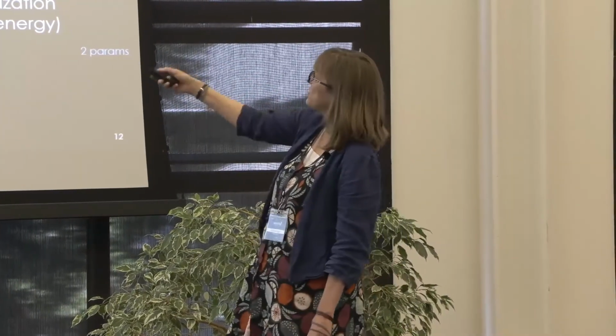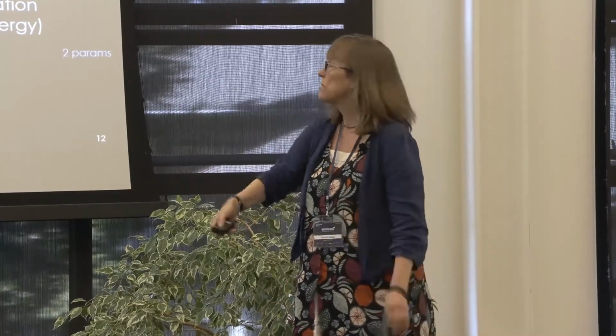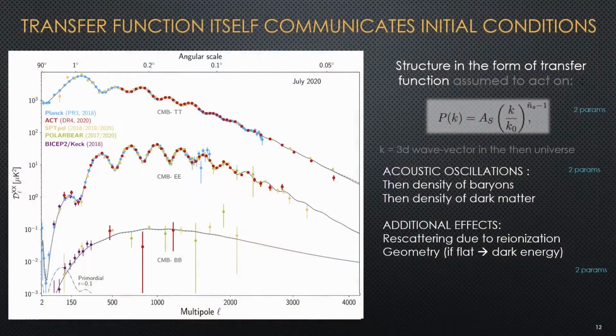And then to parameterize the acoustic oscillations, you need to know the density of baryons, because they're the thing that's flowing in and out and being drawn by gravity. And then you need to know the density of the dark matter that was forming those deep wells. And that takes two parameters.